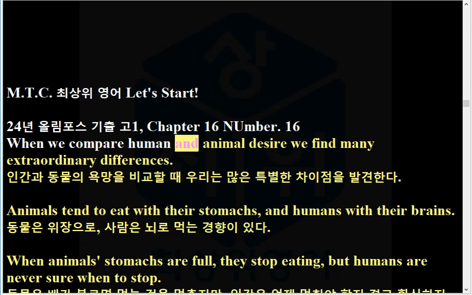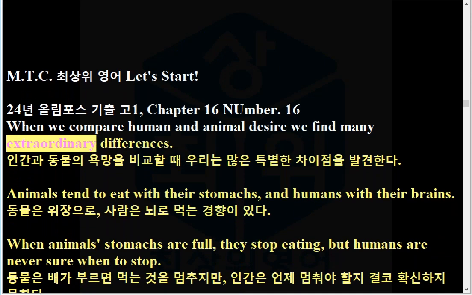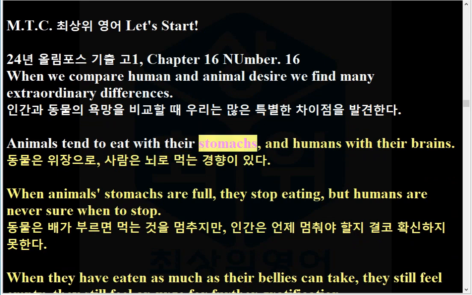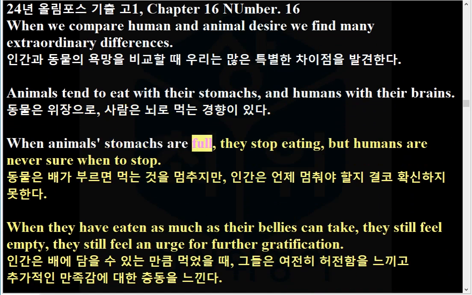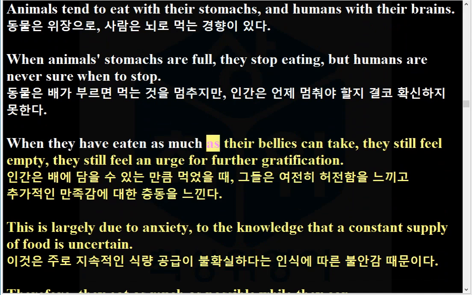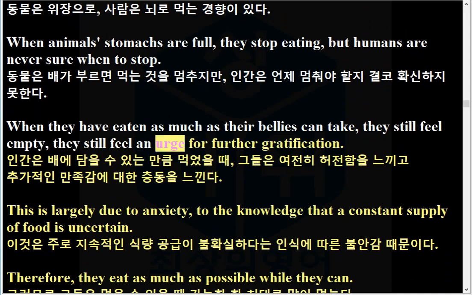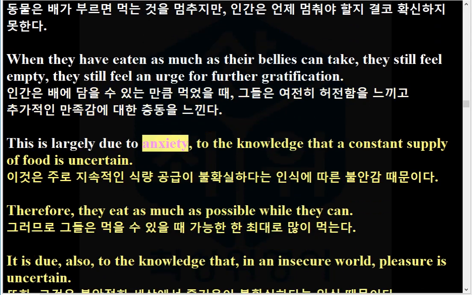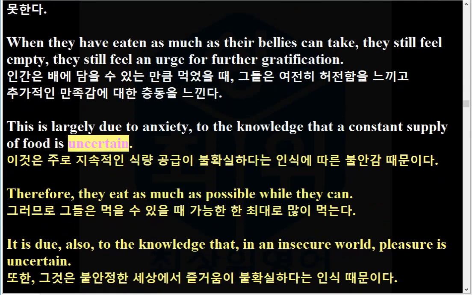When we compare human and animal desire, we find many extraordinary differences. Animals tend to eat with their stomachs, and humans with their brains. When animals' stomachs are full, they stop eating, but humans are never sure when to stop. When they have eaten as much as their bellies can take, they still feel empty, they still feel an urge for further gratification. This is largely due to anxiety, to the knowledge that a constant supply of food is uncertain.